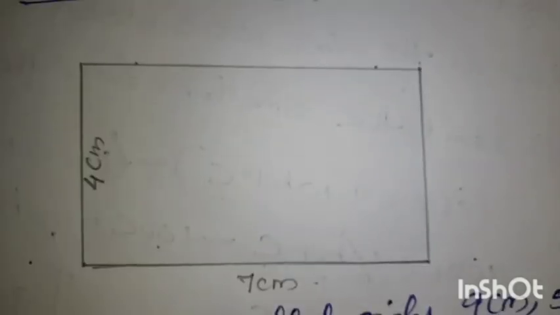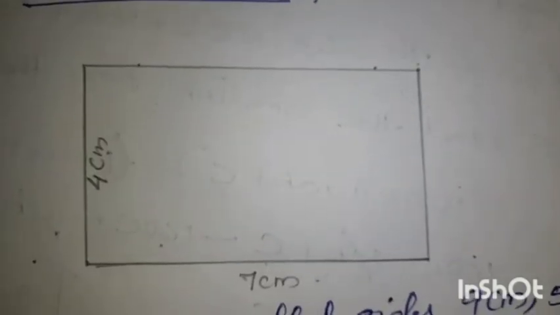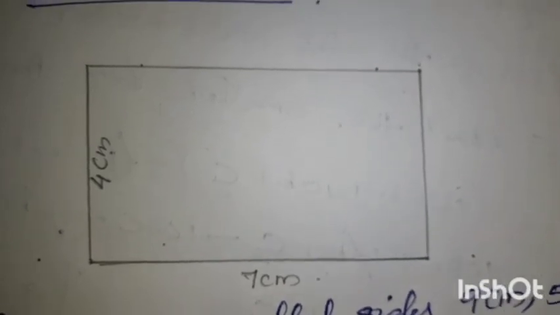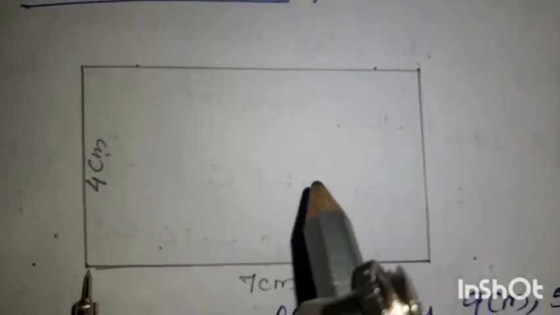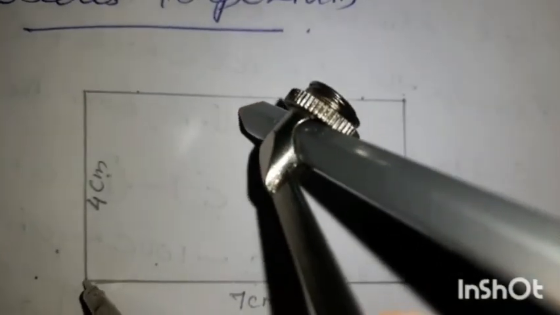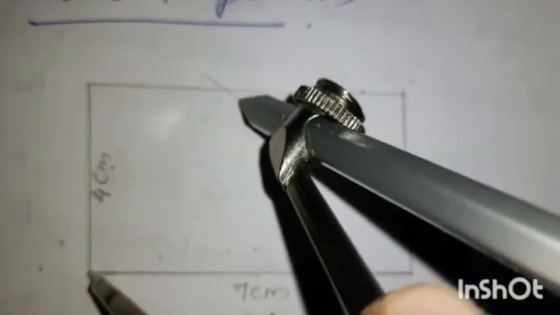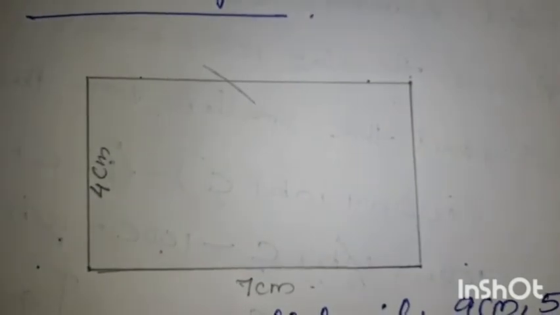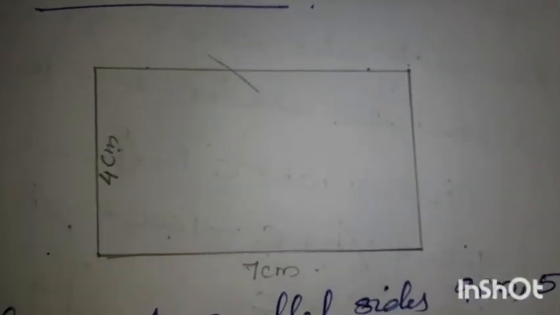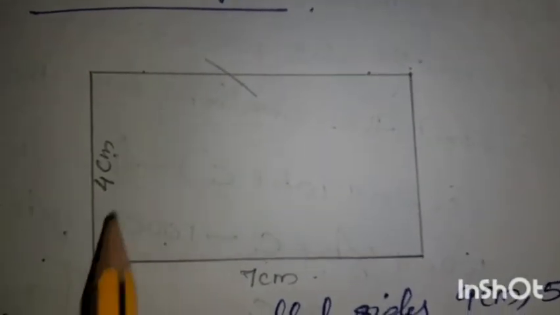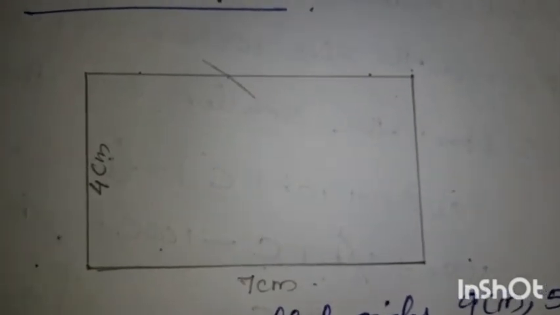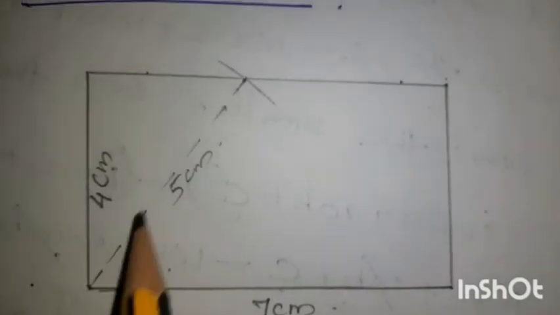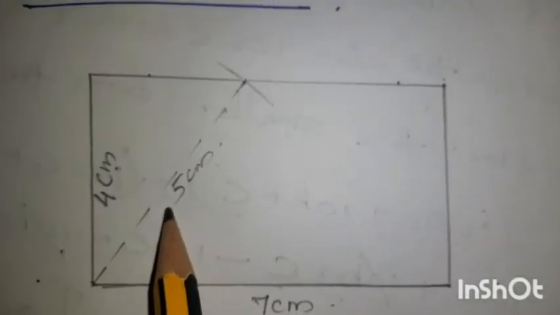Next question, the length of non-parallel side is 5 centimeter. That is the second part. So first you have to draw a rectangle of 7 centimeter and 4 centimeter. We need the non-parallel side 5 centimeter. So from this end, you have to draw a 5 centimeter arc. You have to draw it from this end to the top line. After drawing the arc, join the lines. So you will get a non-parallel side 5 centimeter.